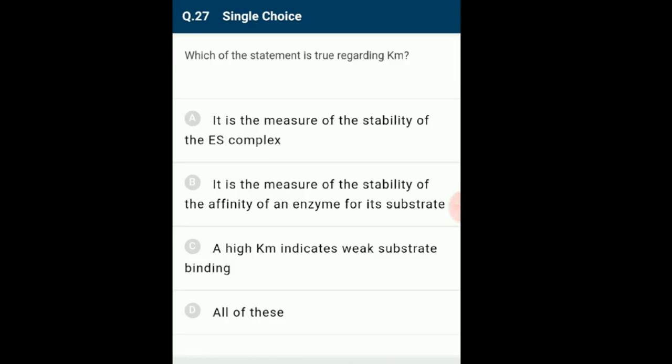Michaelis and Menten in the year 1913 introduced a constant Km that is generally called the Michaelis constant. It is a mathematical derivative or constant which indicates the substrate concentration at which the chemical reaction catalyzed by an enzyme attains half of its maximum velocity, generally called Vmax. Km indicates the affinity of the enzyme for its substrate. So the answer is option D, all of these.